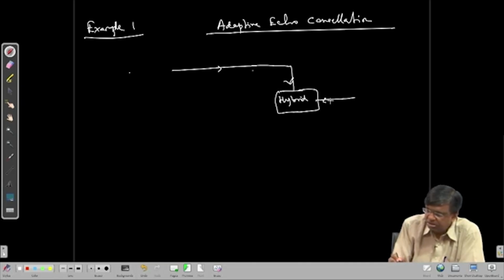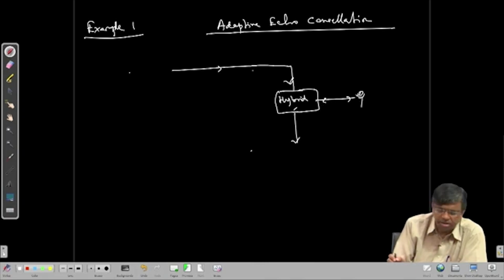What it does is this: at this end I have a speaker, a microphone and a speaker. So what the hybrid does is this: the outgoing signal it channelizes to this side, and the incoming signal it channelizes to the speaker side. So ideally, this speaker here will be hearing this incoming signal, but his own speech will not come back to him, it will go in this path. Okay, that is the ideal hybrid.